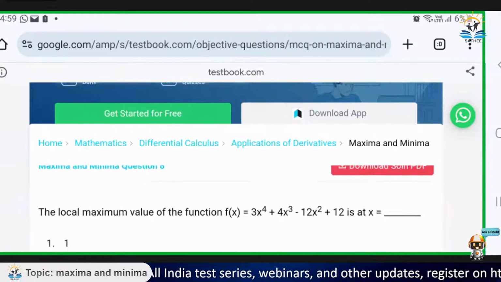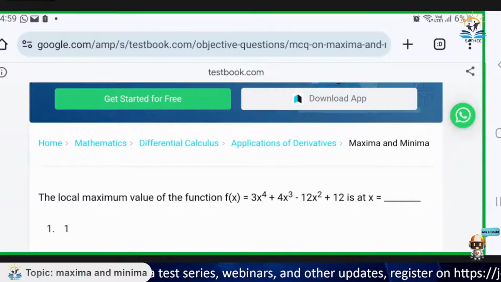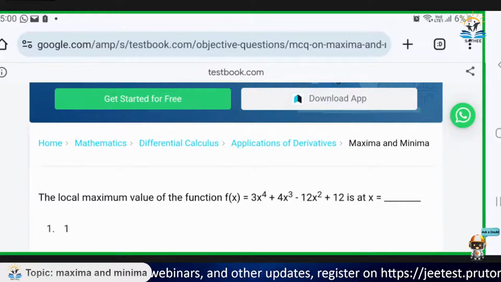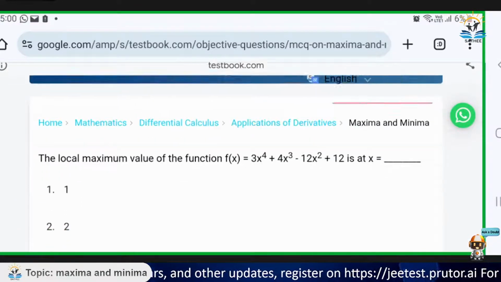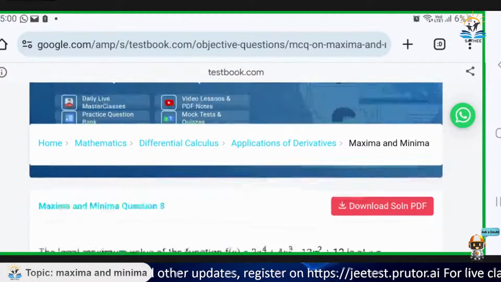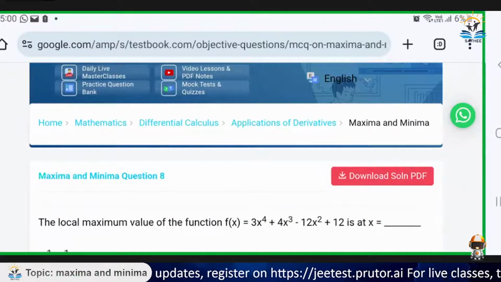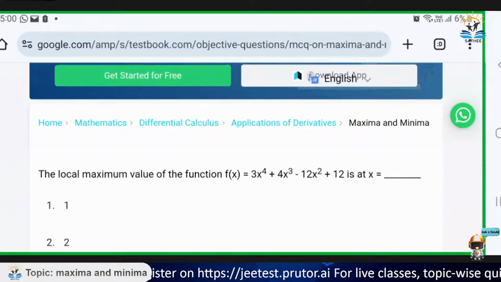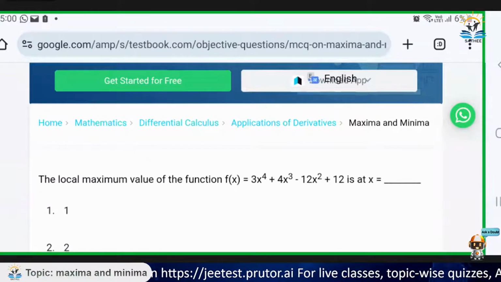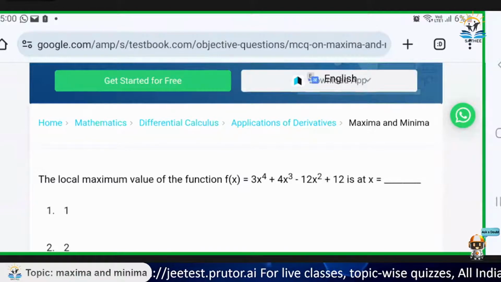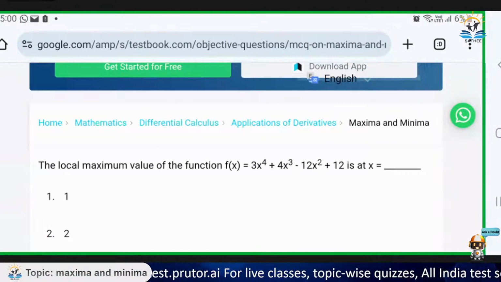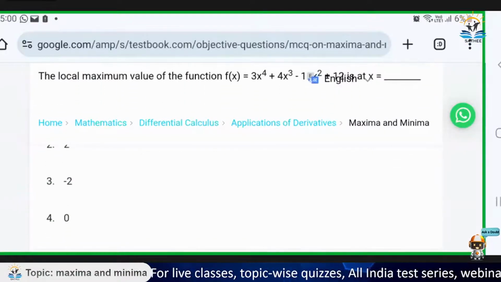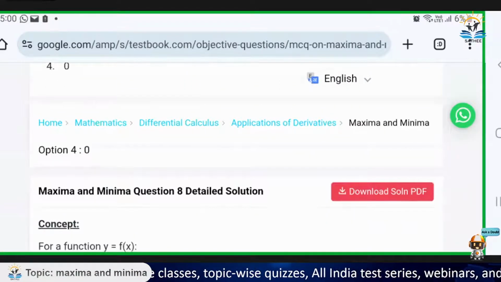And here the question asks us the local maximum value of the function. So we will say the local maximum value of the function is 12, but it comes at x is equal to 0. So here it is asking at which x it comes. So we will say fourth option. It comes at x is equal to 0.